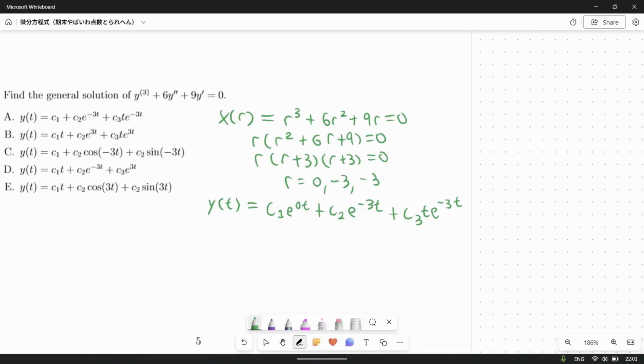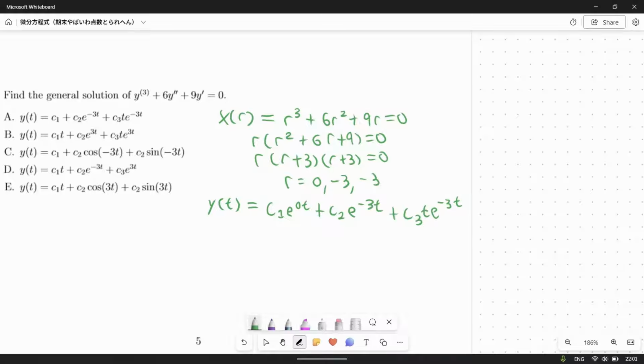You have to do that process no matter how many repeated r terms you had. So let's say we had -3 with a multiplicity of 3. Then we'd have a fourth term of c sub 4 times t squared times e to the -3t. And then you'd keep increasing the power of t the more repeated terms you have. And so now this is a valid general solution.